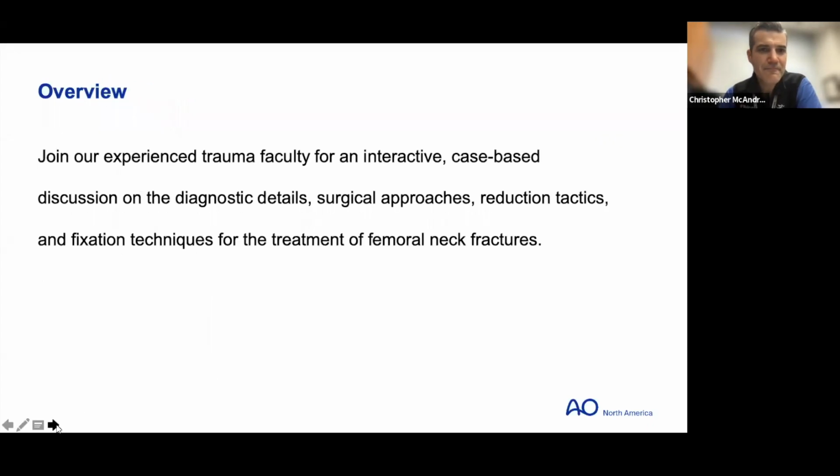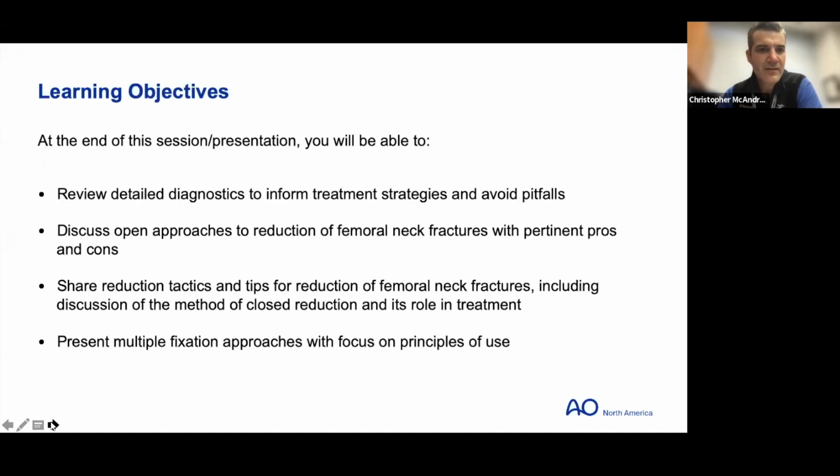We're here to talk about a few things. We try to boil it down to four points: diagnostic details, surgical approaches, reduction tactics, and fixation techniques for the treatment of femoral neck fractures. These are our learning objectives: detailed diagnostics, mostly the use of advanced imaging; discuss open approaches for the reduction of femoral neck fractures with the pertinent pros and cons; share some reduction tactics and tips; and then talk about the many different fixation options, focusing on the few that get used most often.